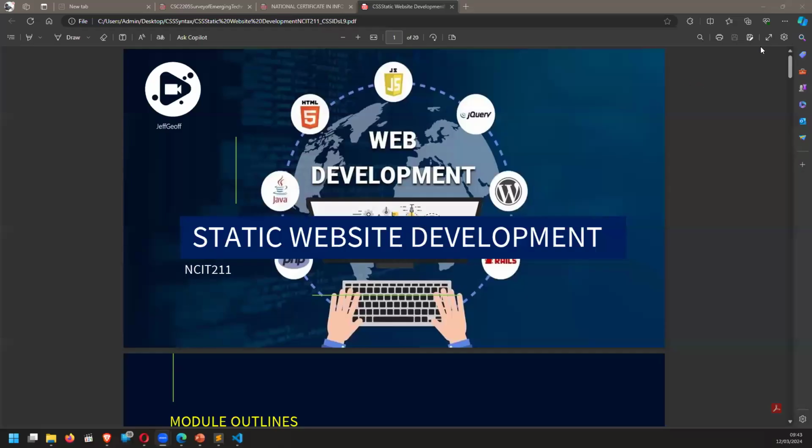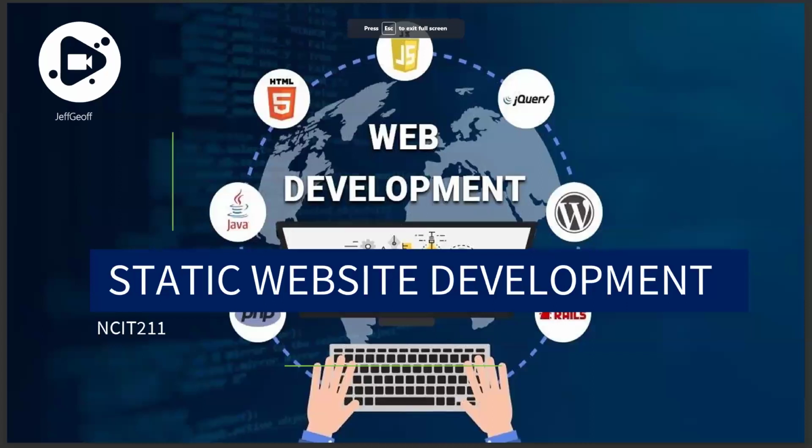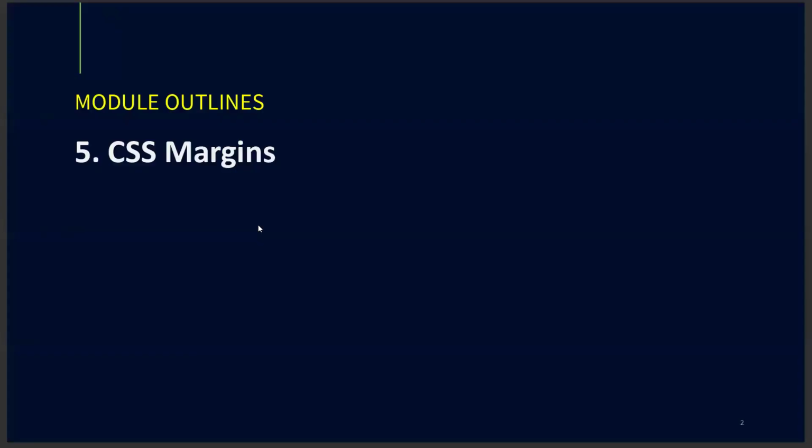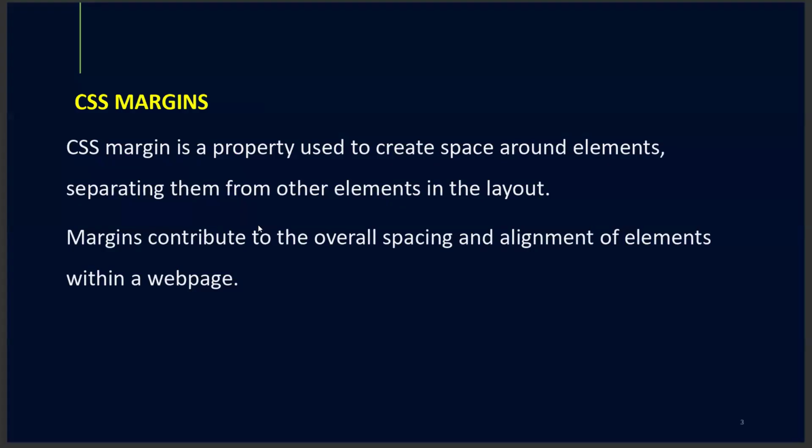Okay, so let's have the recap briefly. All right, so with the recap, basically, we are looking at what we call CSS margin, which is a property used to create spaces around elements, separating them from other elements in the layout.